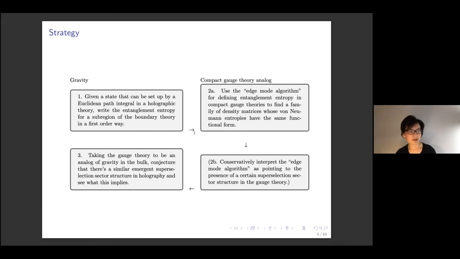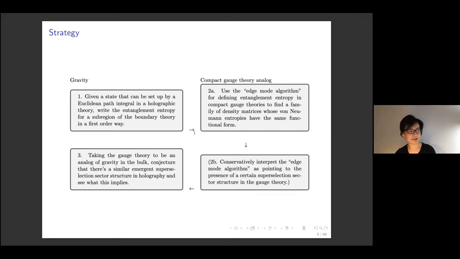Using a recipe called the edge mode algorithm that I'll also define for you as we go along, we'll then find a family of exact density matrices in a toy model that's inspired by a compact gauge theory. These will turn out to have the exact same functional form as the way that I'll rewrite the gravity formula in step one, up to replacing the non-compact group theory measure in the gravity case with a compact group theory measure in the toy model.